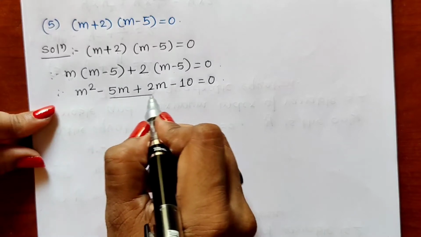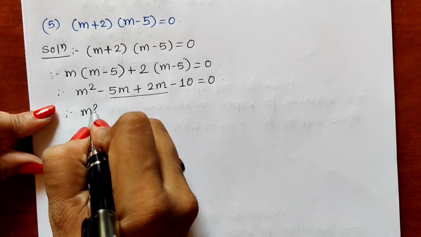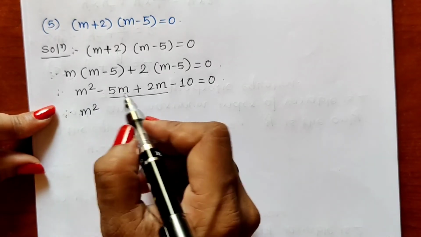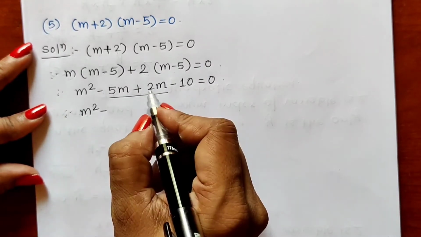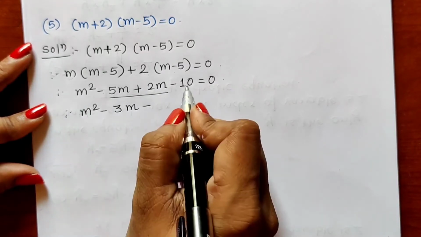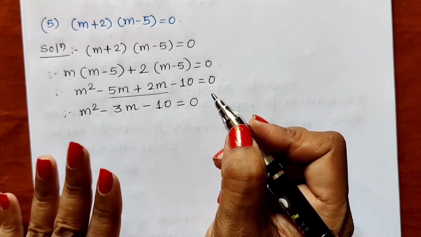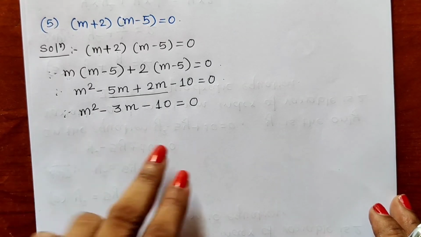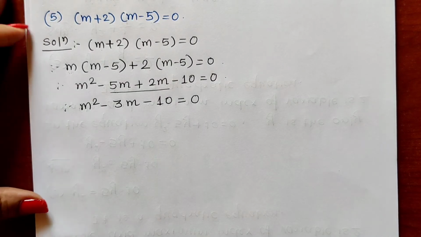Now here we have got like terms, so we can add them or subtract them. First term we have to write as it is, m square, then minus 5m plus 2m. Minus, plus, sign of the bigger number. 5 is bigger, so the sign will be minus. So 5 minus 2 is 3m, minus 10 as it is we will have to write, is equal to 0. Now we can see it is in the general format, proper format. All the terms are on the left hand side, equal to 0 on the right hand side. Now let us write the answer.